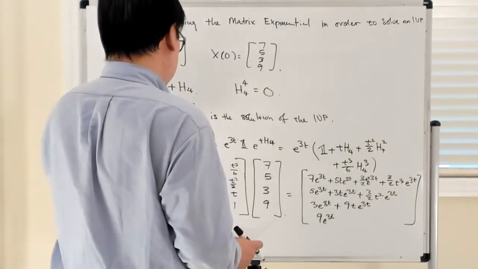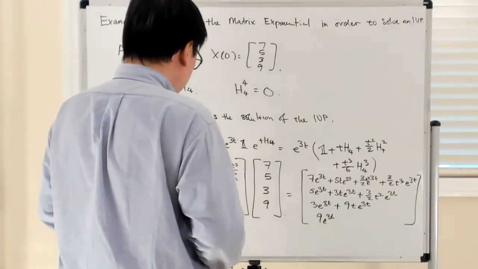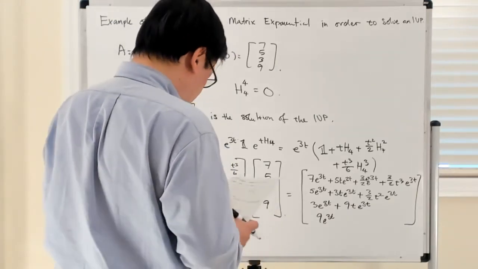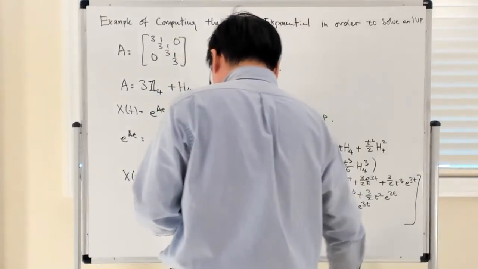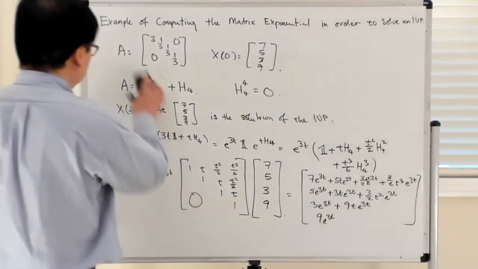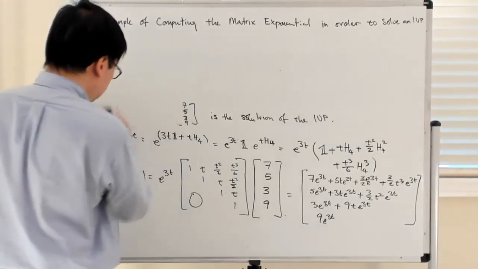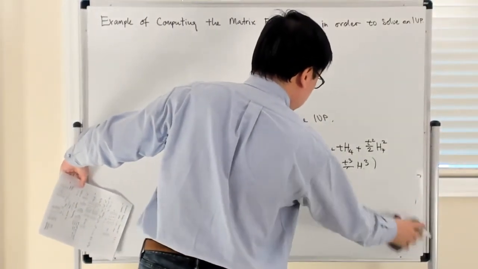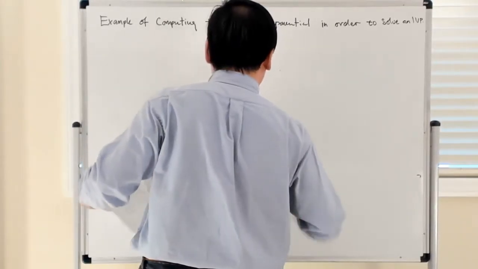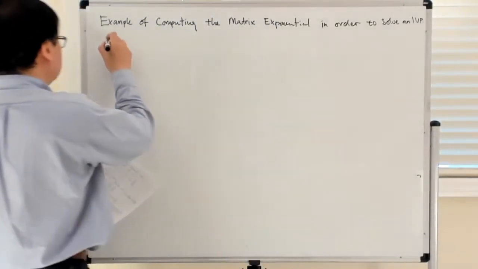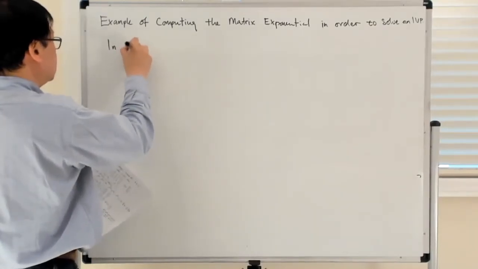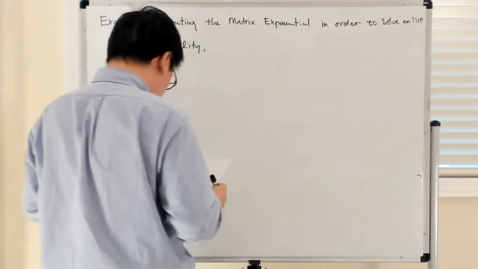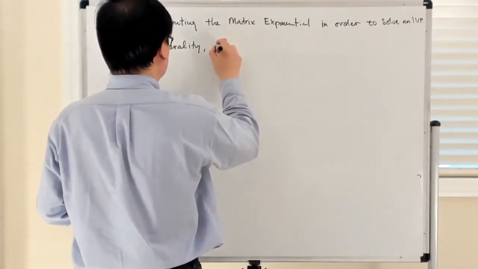Okay, so that's a relatively straightforward example. And the point is that this is just the case where A is a particular Jordan block. If you want to do this in full generality, then what you have to do is the following. So more generally, in full generality, we have the Jordan canonical form.